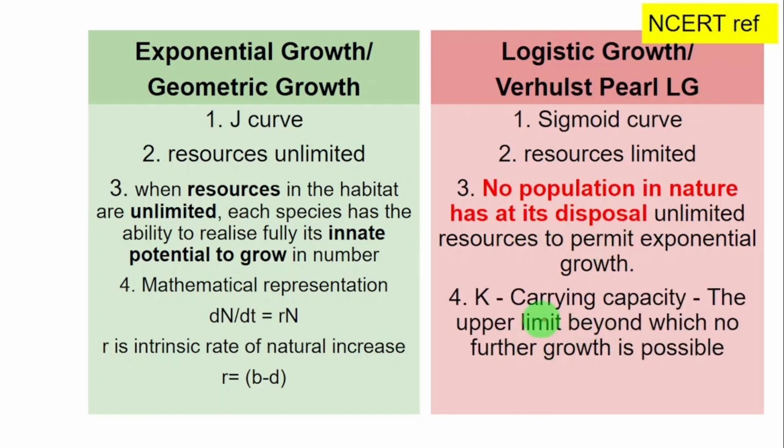The upper limit of growth is indicated by the symbol K, capital K, which stands for carrying capacity. So now the mathematical representation of growth will be modified because we have to include this factor carrying capacity. So this equation is called Verhulst-Pearl logistic growth equation. So all these points are important to remember. They can frame any question from this information.